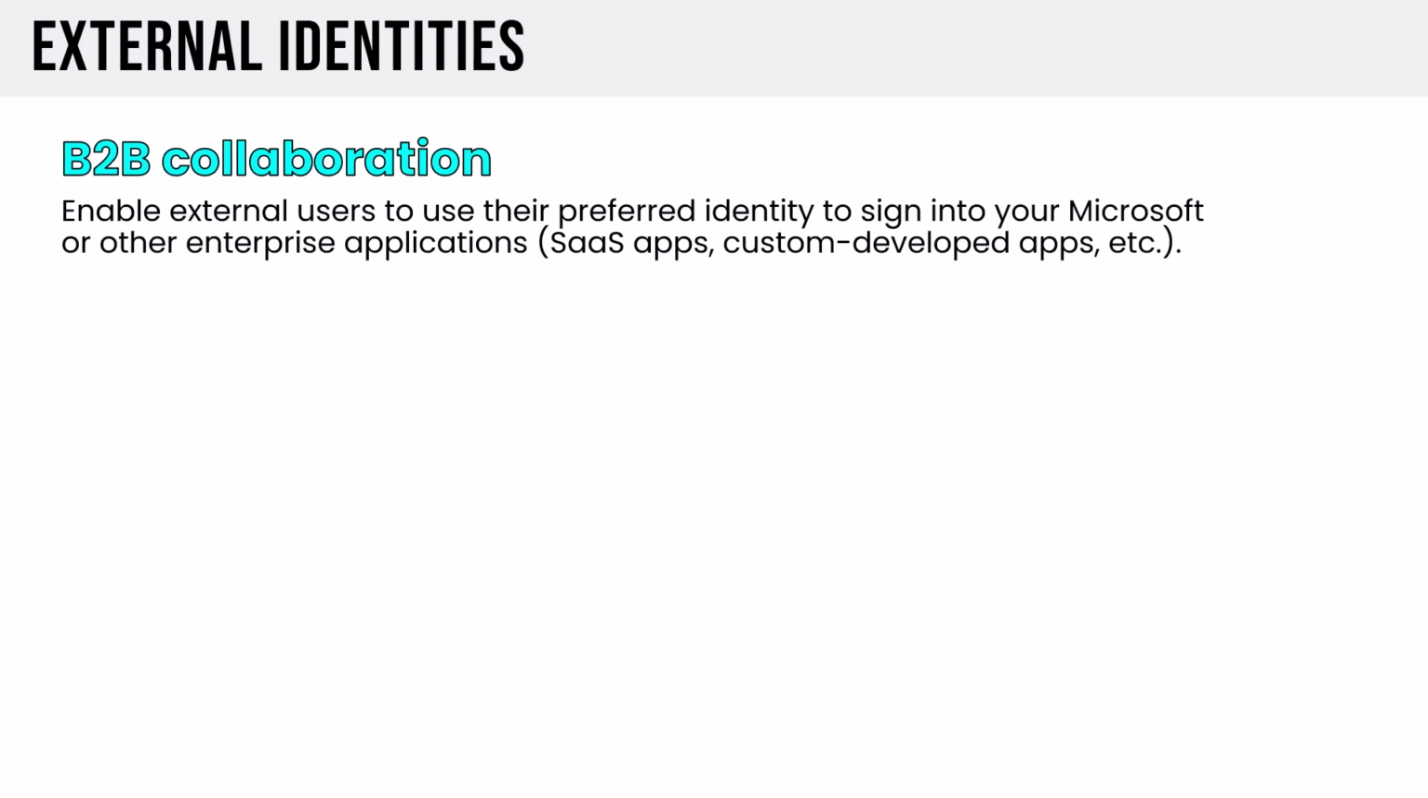Now we'll shift gears and talk about external identities, starting with B2B collaboration. This enables external users to use their preferred identity to sign into Microsoft or other enterprise applications, whether those are SaaS apps or custom developed apps for an organization. And the B2B capability in Entra does support both Entra ID and social identities.